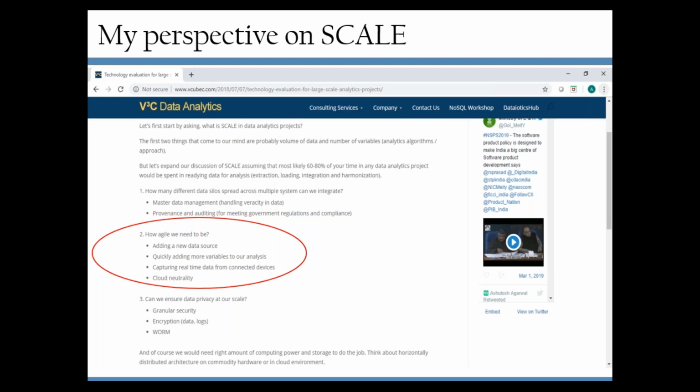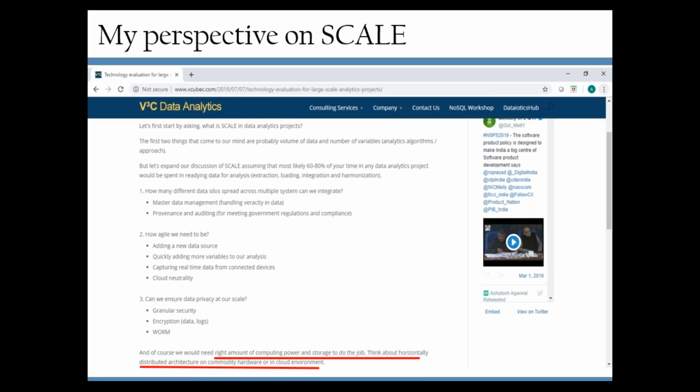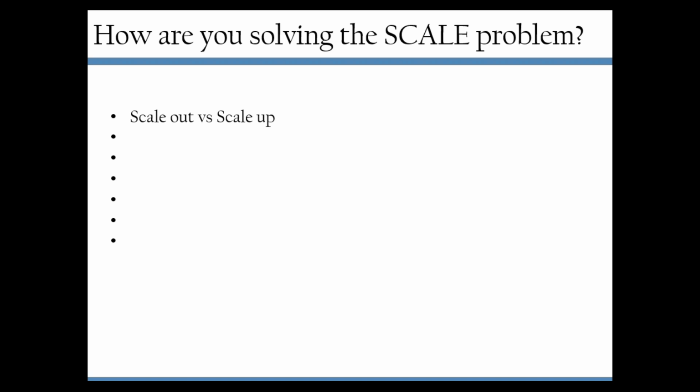Then another thing that is important is, can you ensure data privacy at scale? And that again is very important with all the compliances that you need to do, and how granular your security is, whether it is at the data level, whether it is at the disk level, right? Can you secure your logs? Can you secure your models, right? And so on. And of course, as I mentioned before, the amount of computing power and storage to do the job on the distributed architecture, commodity hardware, cloud environment, that's a given when you start thinking about the scale. So how do you solve the scale problem?